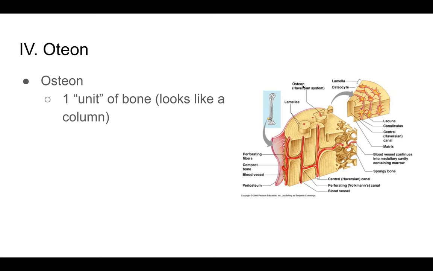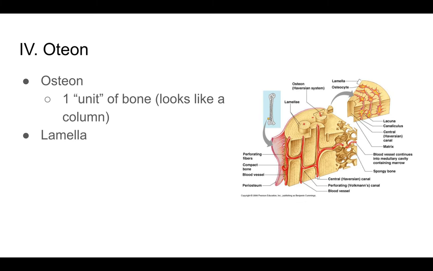An osteon is considered a single unit of bone. When we look at these diagrams, they look like columns, and there are multiple osteons. Here's an osteon, here's an osteon, here's another one, all bunched together to create the overall bone structure. So pull out and label one osteon and identify it as the smallest single unit of bone.